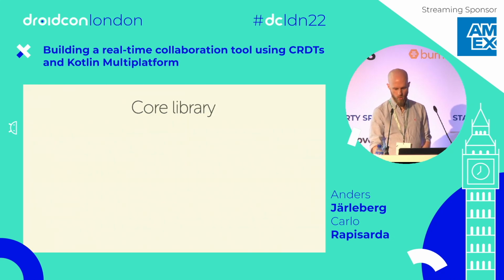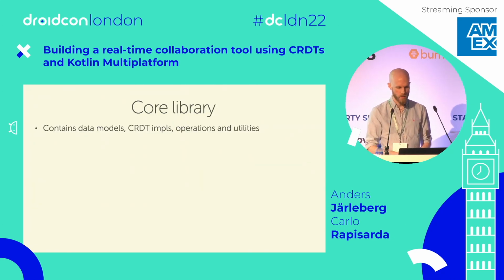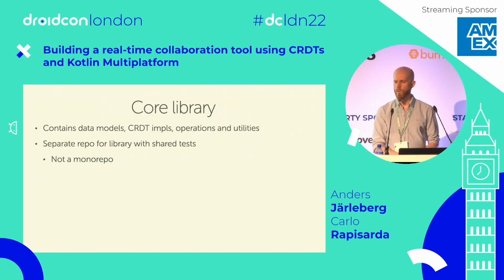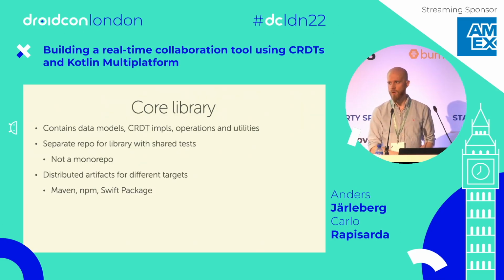So we call this the core library. We wrote it in Kotlin Multiplatform, and it contains all the data models and CRDT implementations and the operations and utilities that you need, very similar to the code we showed before. We put it in a separate repo. We have, of course, tests for all the different targets, but we don't have a mono repo and we're not putting the shared code into our app code, for example, or in the backend code. Instead, we distribute it as pre-built artifacts for different targets, using Maven, NPM, and Swift packages.